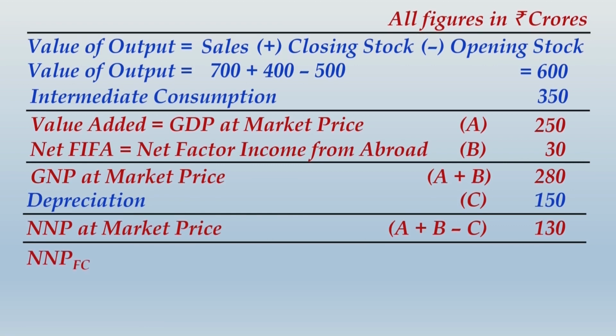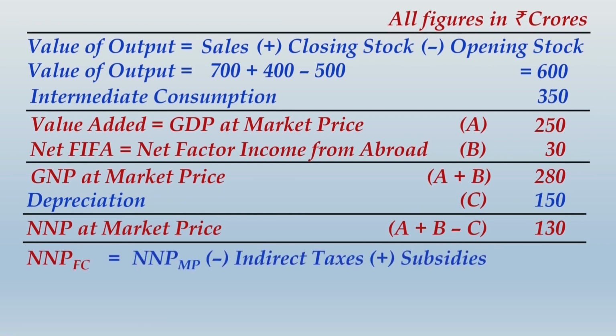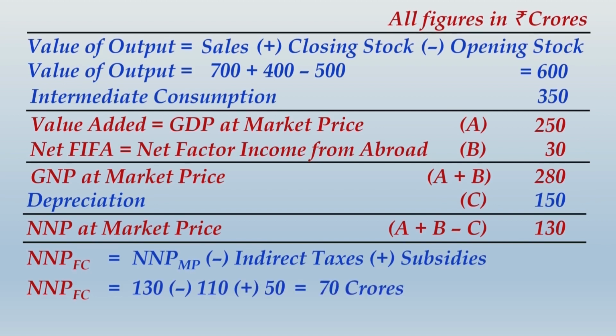So NNP at factor cost will be NNP at market price minus indirect tax plus subsidies, and what we get is 130 minus 110 plus 50, and that would give you exactly rupees 70 crores as your net national product at factor cost. So once you complete writing this whole thing, it will be end of the solution. And most importantly, you must follow this particular approach necessarily, because the question has emphasized on this particular approach.